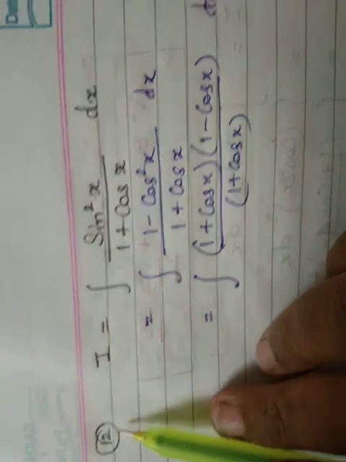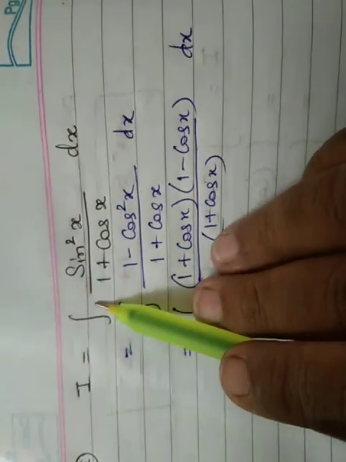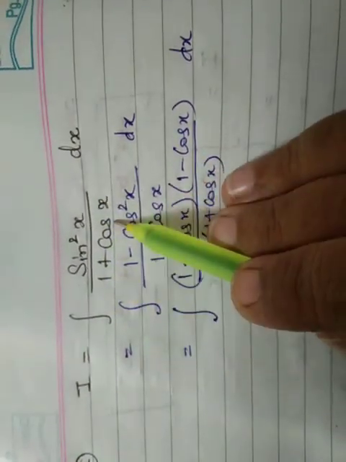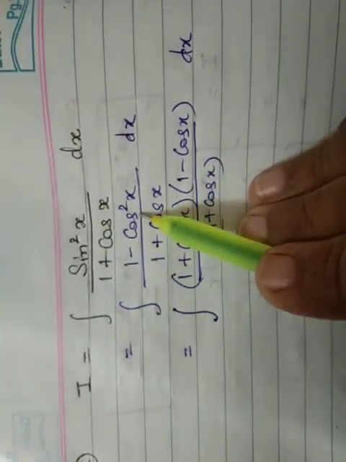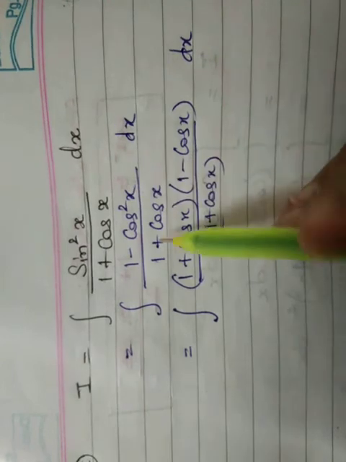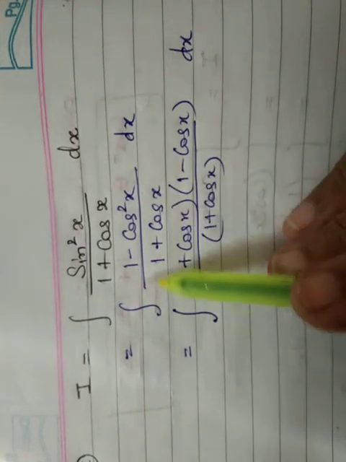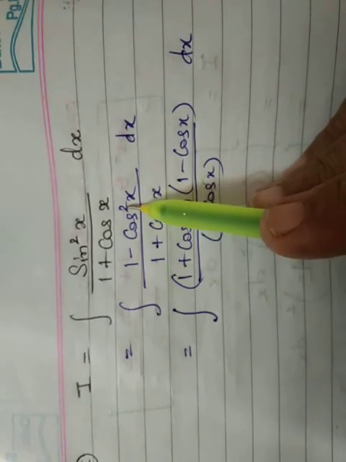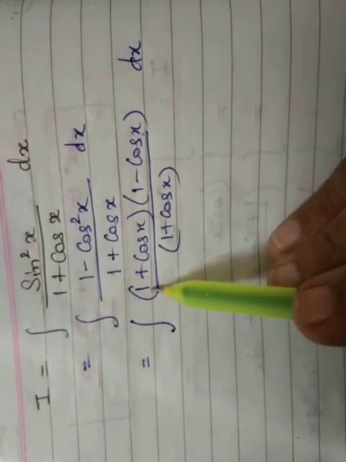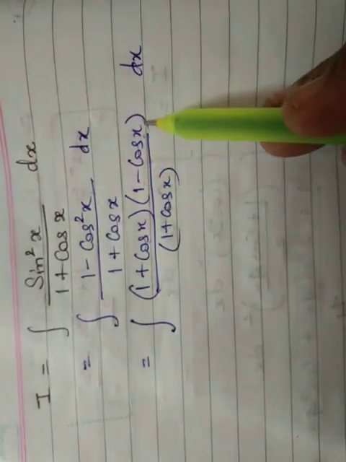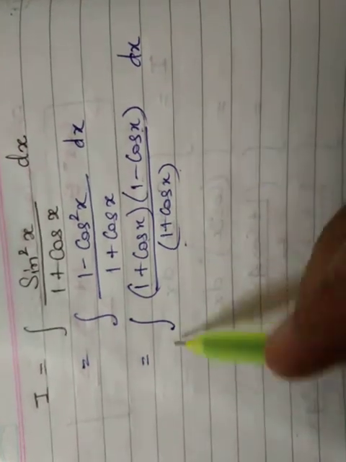Now we go to the next question, that is the 12th one. I is equal to integral sine squared x upon 1 plus cos x. I can write sine squared x as 1 minus cos squared x. This 1 minus cos squared x is of the category a square minus b square. So I can write it as a plus b and a minus b. So I can write it as 1 plus cos x and 1 minus cos x upon 1 plus cos x.